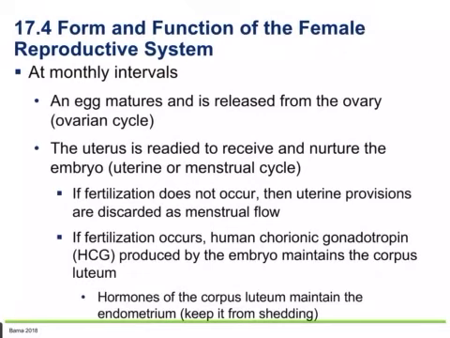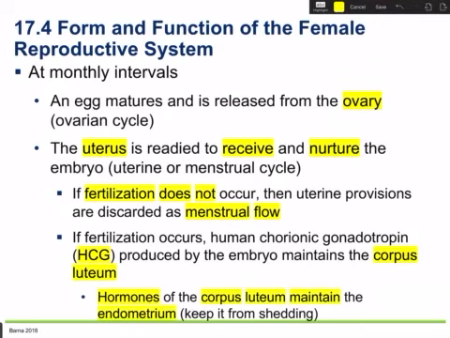Okay, so like I had said, the egg is released from the ovary. The uterus will receive and nurture that egg. And so if you do not have fertilization, you're going to have menstrual flow. If it does, that egg will release HCG to maintain the corpus luteum, and hormones of the corpus luteum maintain the endometrium, keep it from going through menstruation.